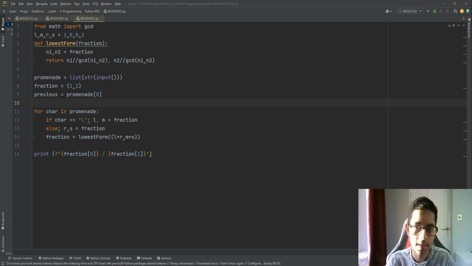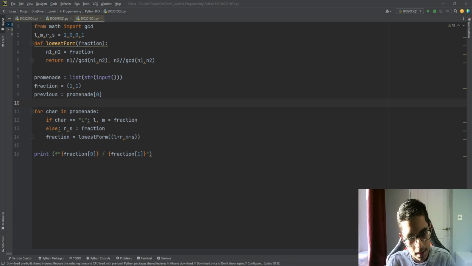So let's say we have 3 over 6, so the GCD would be 3, and then we'll be dividing 3 by 3 to get 1, and 6 by 3 to get 2. So then we'll be returning 1 by 2, which is the simplest possible form of 3 by 6. So that's how we'll be simplifying the fraction. And then we'll be redoing this block of code for each character inside the promenade. And that will basically be it.